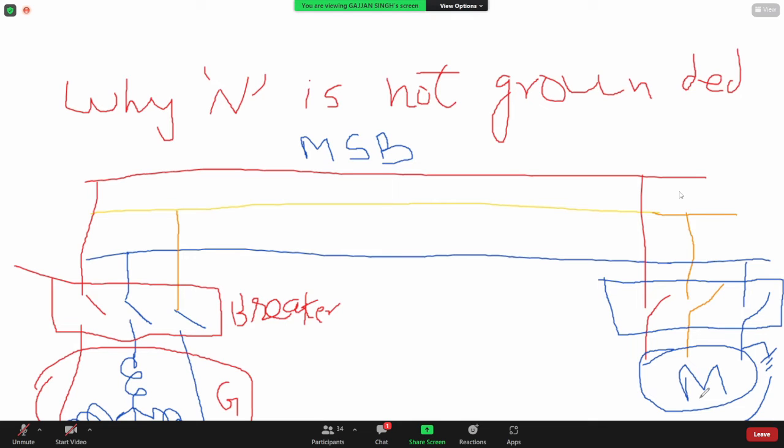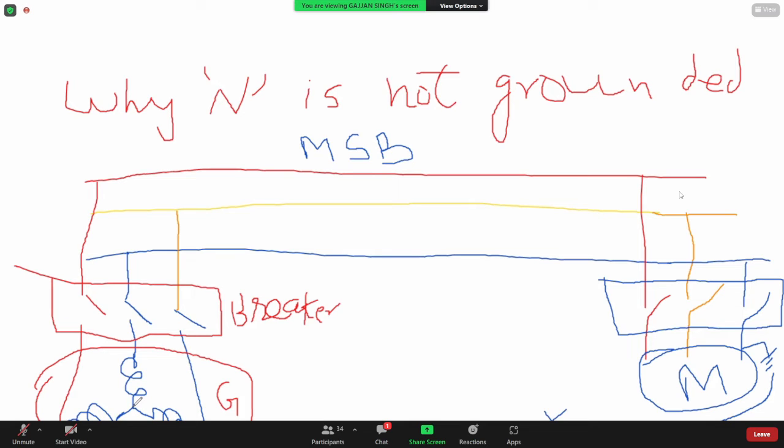So that is the reason we do not ground the neutral. If you don't ground the neutral, then tripping will not happen. This breaker will not trip. If the neutral is not grounded and there is an earth fault, the current will not go back, there is no route for the current. So the motor will keep running. That is the reason neutral is not grounded on ship.